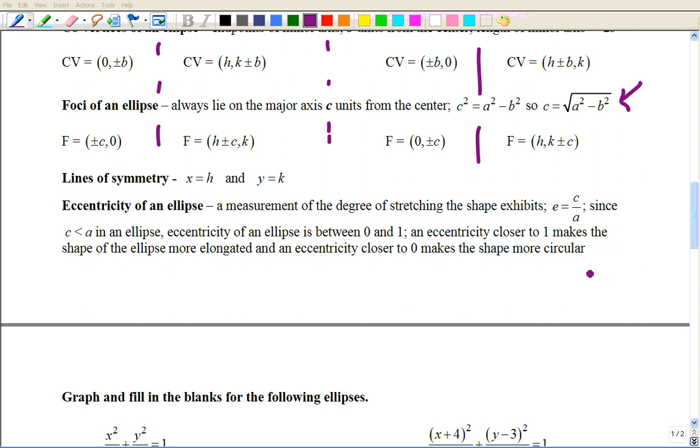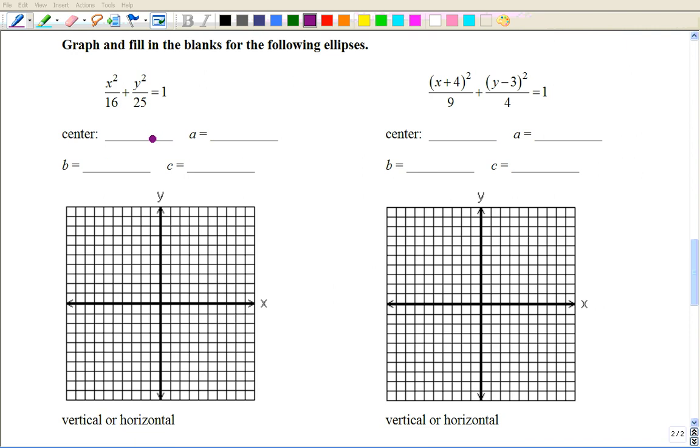So let's look at a couple of examples. Okay, so in this first example we have x squared over 16 plus y squared over 25 equals 1. So the center is going to be at, well, we look at what's added or subtracted after the x and y, and there's nothing there, so that means the center is going to be at 0, 0.